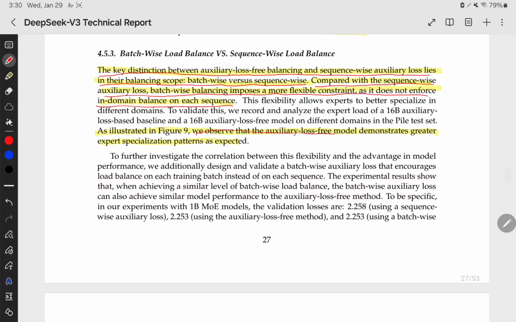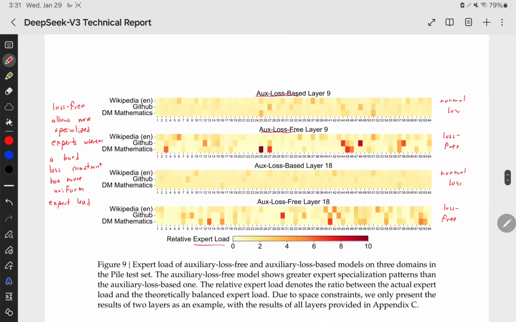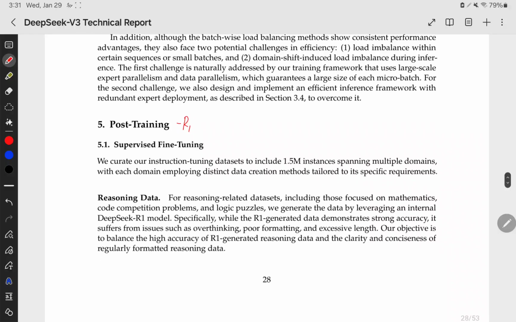And they say, we observe that the auxiliary loss-free model demonstrates greater expert specialization. And we can see down here, if we look, here is a normal model with the loss functions. These are loss-free. You can see there's higher expert loads, which means that there are experts that are specialized. While here you can see a smoothing between all experts, where almost all the experts are utilized the same. So this is what you want. You want specialization. You just don't want over specialization. And that's what it seems like you get here with their thing.